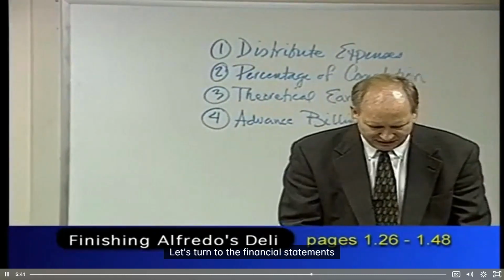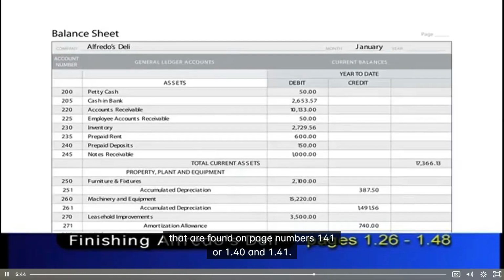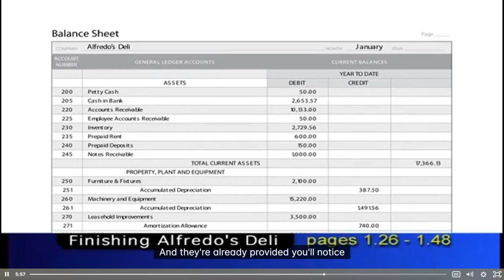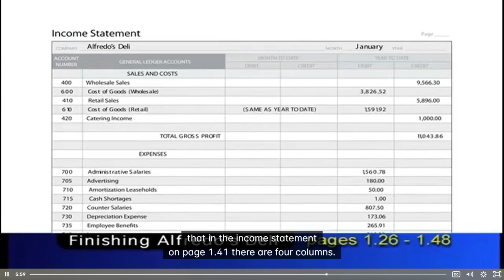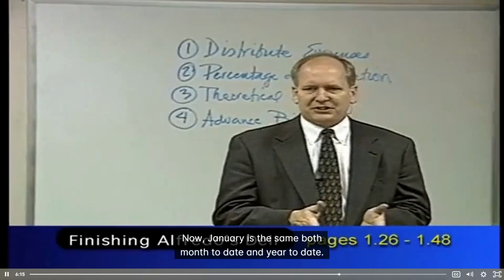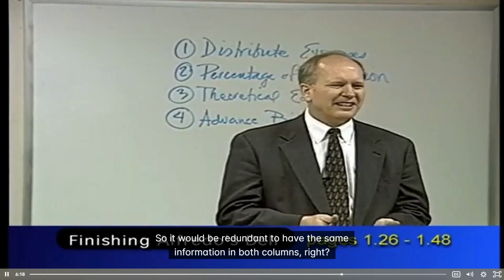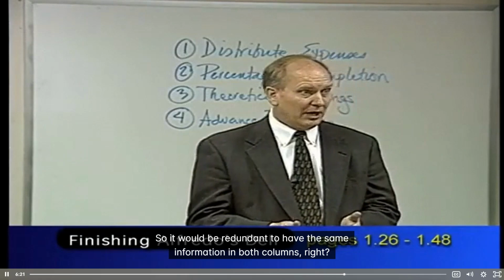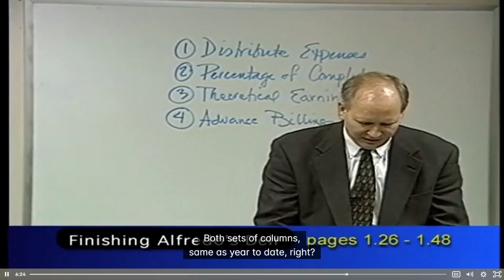Let's turn to the financial statements that are found on pages 140 and 141. These are the balance sheet and the income statement for Alfredo's Deli for the month of January, and they're already provided. You'll notice that in the income statement on page 141, there are 4 columns. The first 2 say month to date, and have a debit and credit column, and then the far right ones say year to date. Now, January is the same both month to date and year to date. So it would be redundant to have the same information in both sets of columns, right?